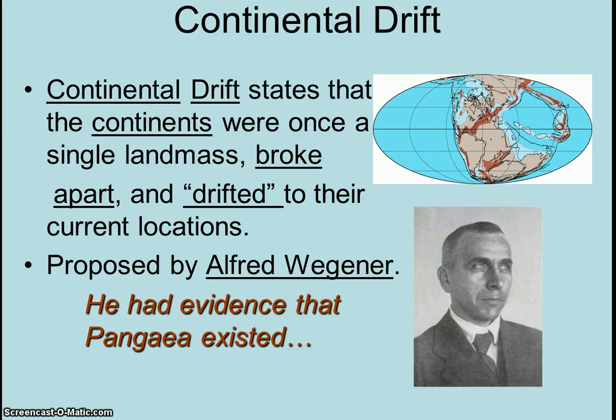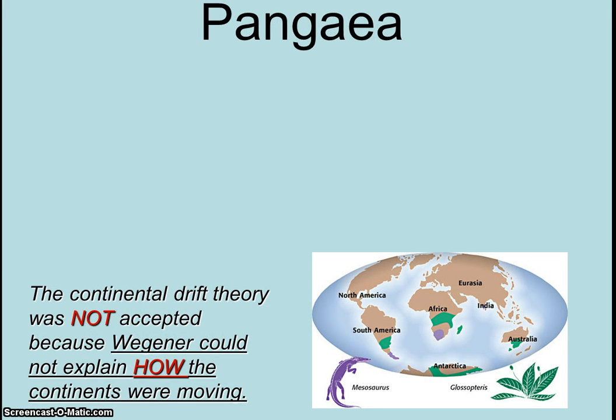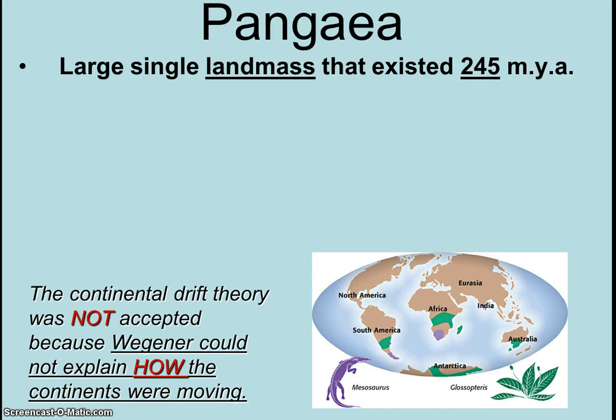Now, he proposed that the continents were drifting, and so with that, he stated that at one time all of the land masses joined together, making one huge continent, and that was Pangaea. So Pangaea, by definition, is a single landmass that existed 245 million years ago, MYA.